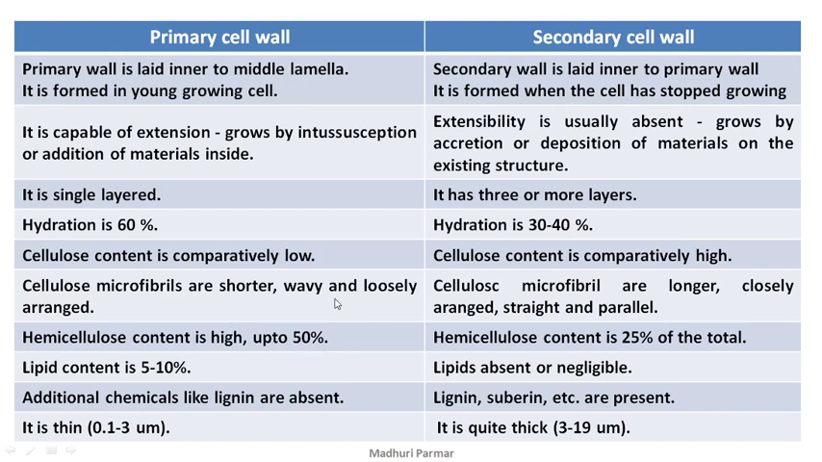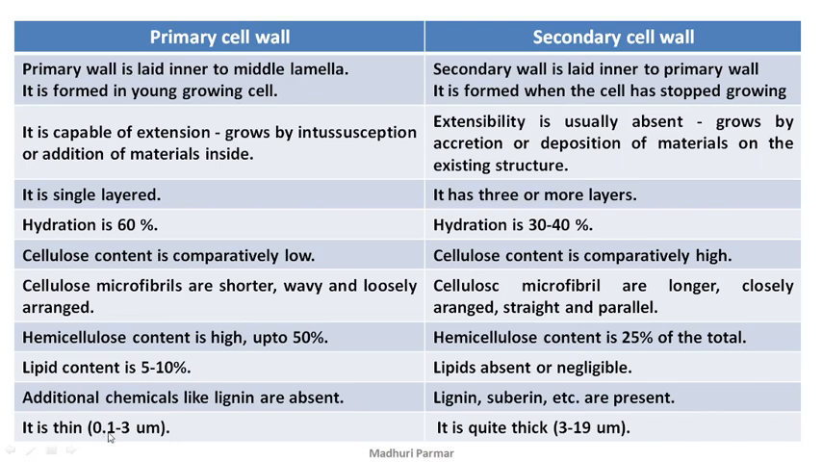Hemicellulose content is high, up to 50% in the primary cell wall, while in the secondary cell wall it is less, 25%. Lipid content is 5 to 10%. In the secondary cell wall, lipids are almost absent or negligible. Additional chemicals present are lignin in the primary cell wall, while in the secondary cell wall there can be lignin, suberin, cutin, pectin, a lot of things.